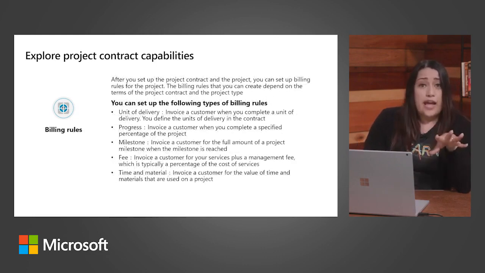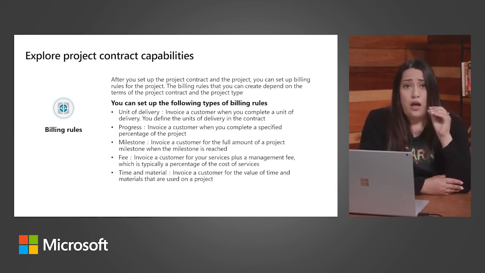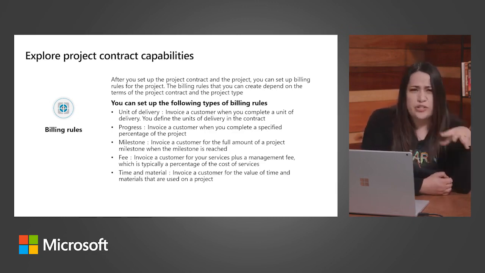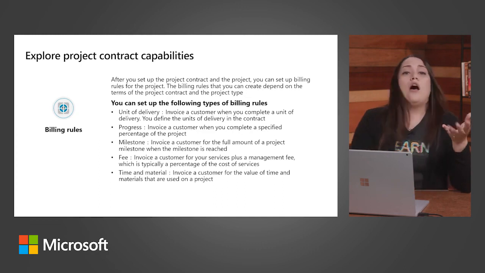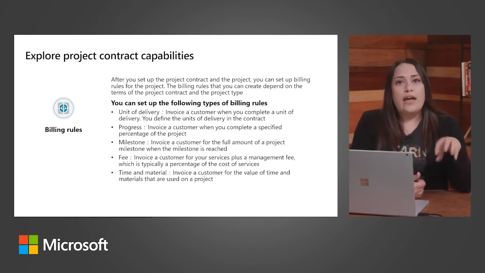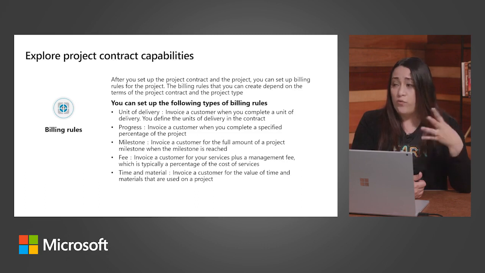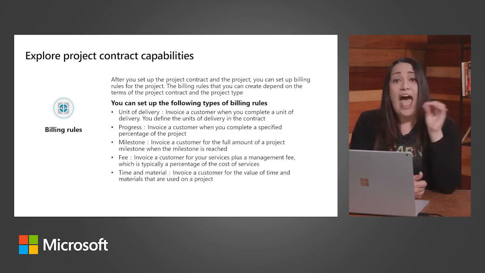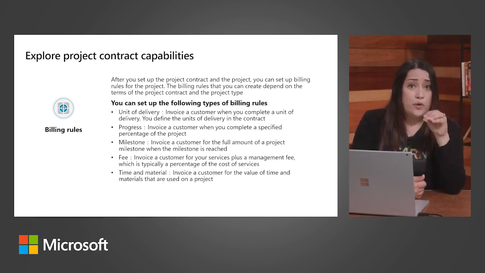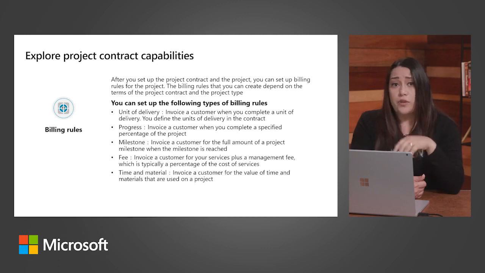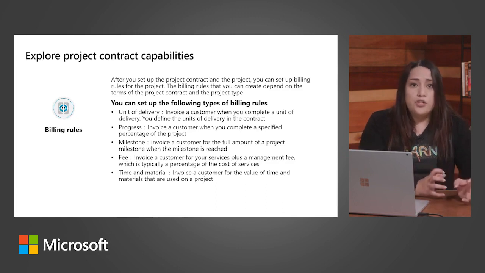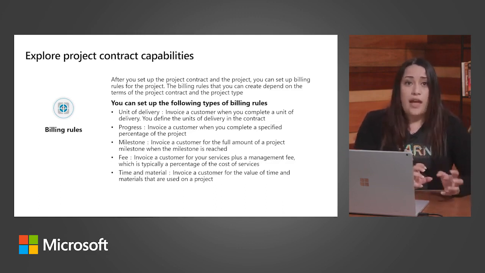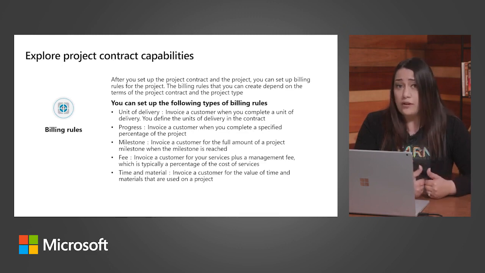Now, no matter what type of project you're creating, actually minus internal or time projects, you're going to be negotiating a contract. When you negotiate a project contract with a customer, you define how and when you can invoice the customer for the work that you do. After you set up the project contract and the project itself, this is where you can set up the billing rules for that project. When it comes time to invoice the customer, the amount to invoice is based on the billing rules, and the project invoice proposal is generated.